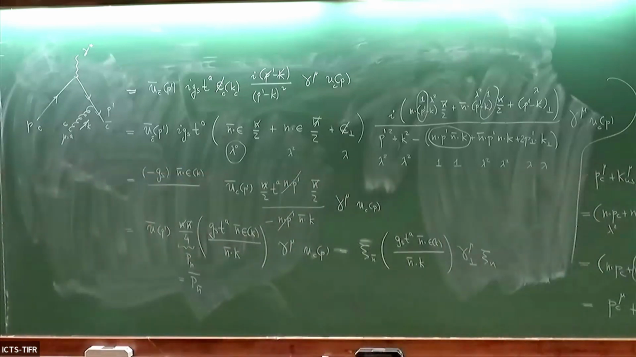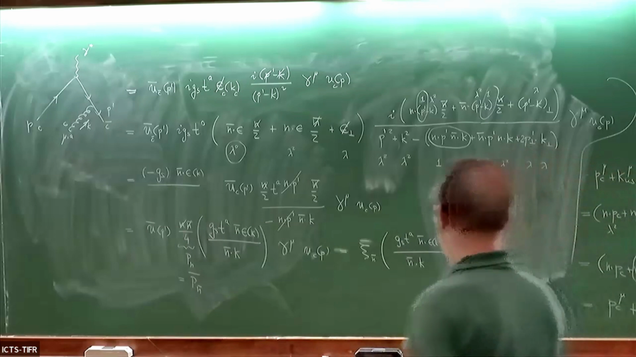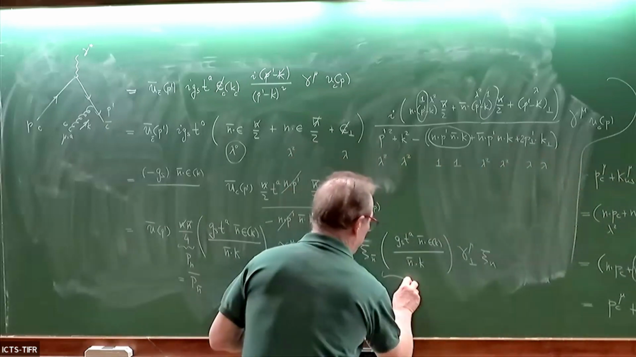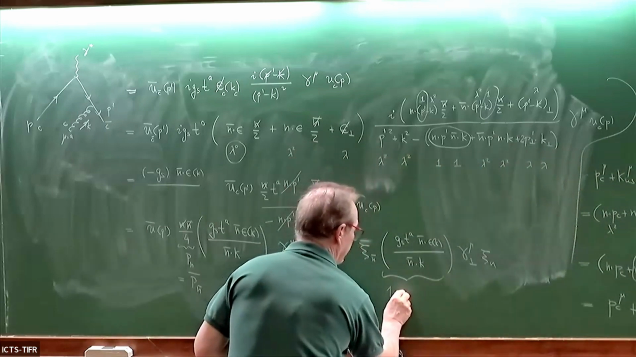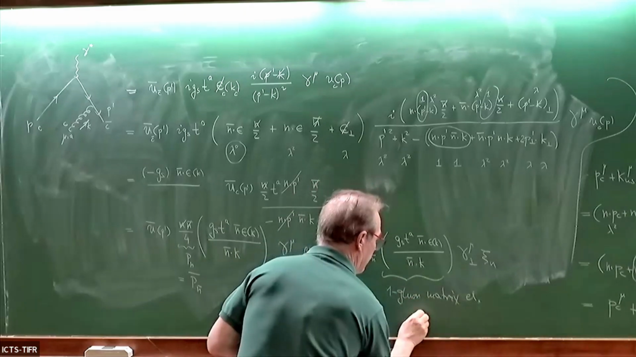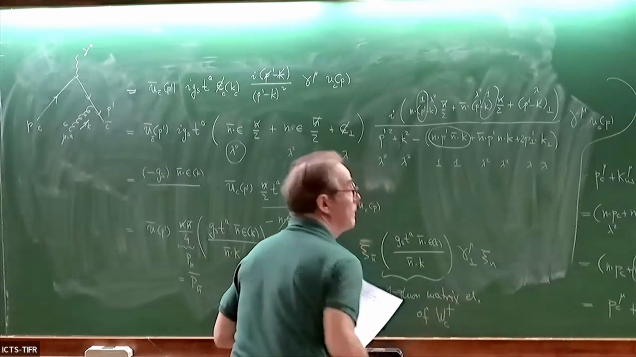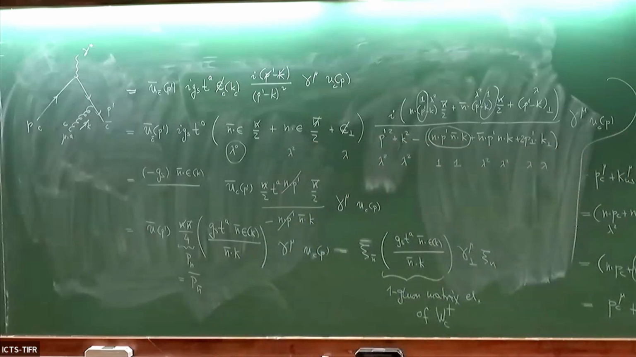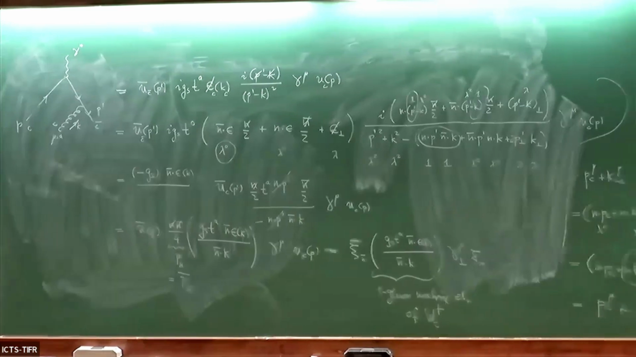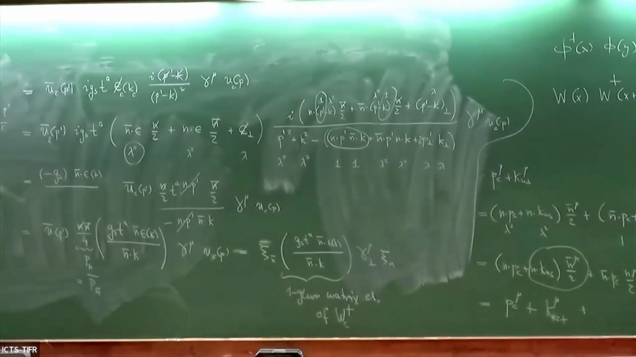Very simple expression. And now I claim that this is nothing but a one gluon matrix element of the collinear Wilson line W_c dagger, which is part of the definition of this operator here. And this is the last thing we do before we finish the lecture.